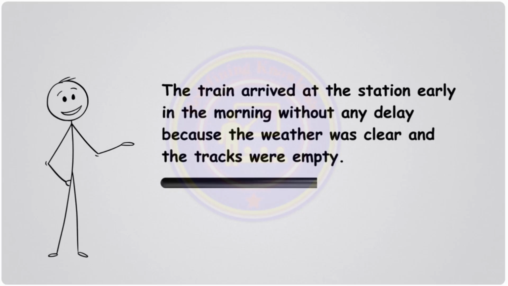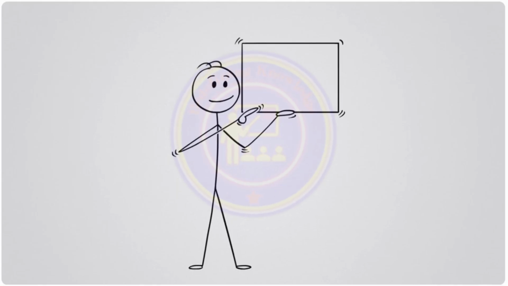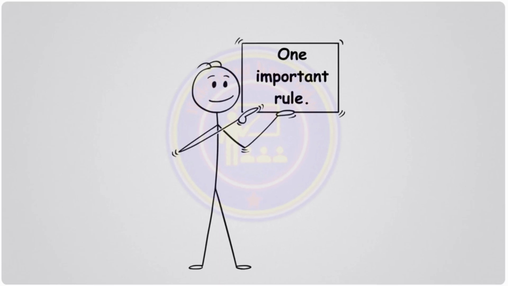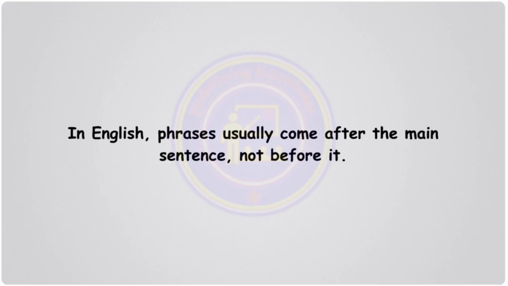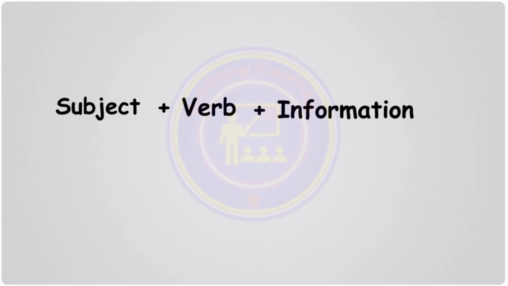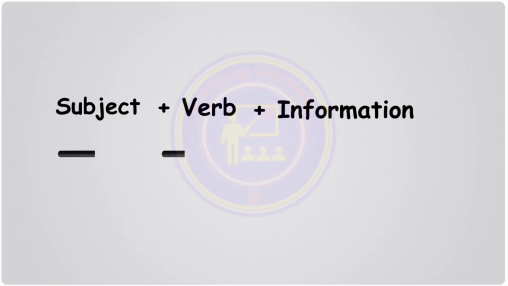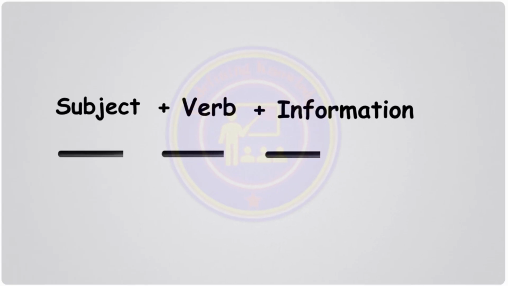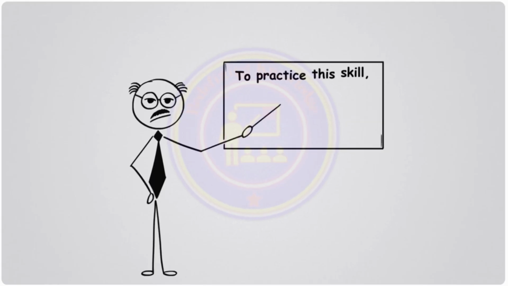This example shows that we do not change the basic sentence. We only add short phrases to give more information and make the sentence longer and clearer. Now remember one very important rule. In English, phrases usually come after the main sentence, not before it. First comes the subject, then the verb, then the main information. After that, we add phrases. If you follow this order, your sentences will always sound clear and natural.